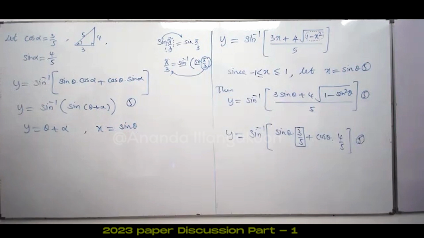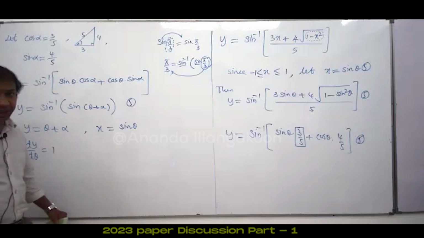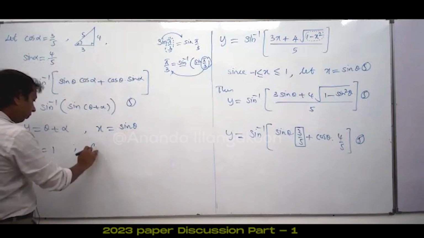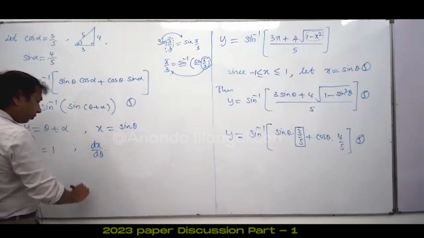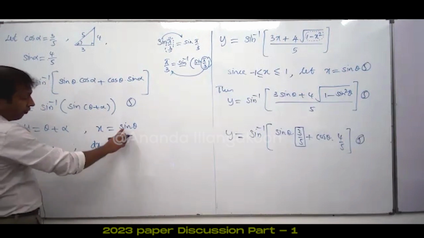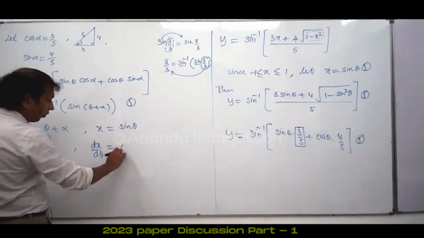Now, we need to find dy by dx first. We can write dy by d theta. We can differentiate this right hand side with respect to theta. Derivative of theta with respect to theta is 1. Alpha is a constant. When you differentiate a constant, it's 0. Here we can differentiate dx by d theta. When you differentiate sin theta with respect to theta, we get cos theta.